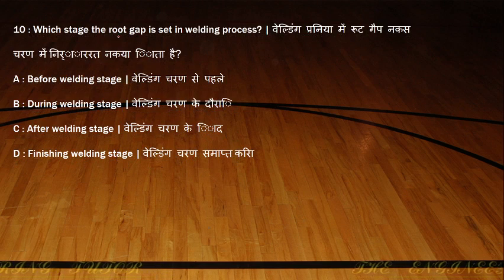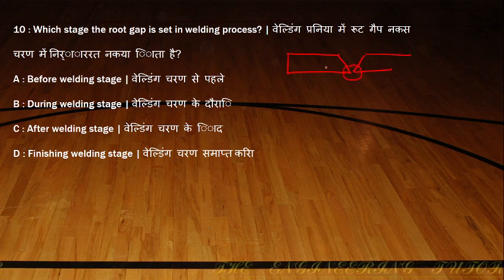At which stage is the root gap set in the welding process? We will be preparing the specimen by the specimen preparation. This is the root of the weld, and the root gap is set before the welding operation, so that they can adjust the current and do the proper welding. It will not be set during the welding operation, after the welding operation, or during the finishing operation. So the correct answer is before the welding operation.